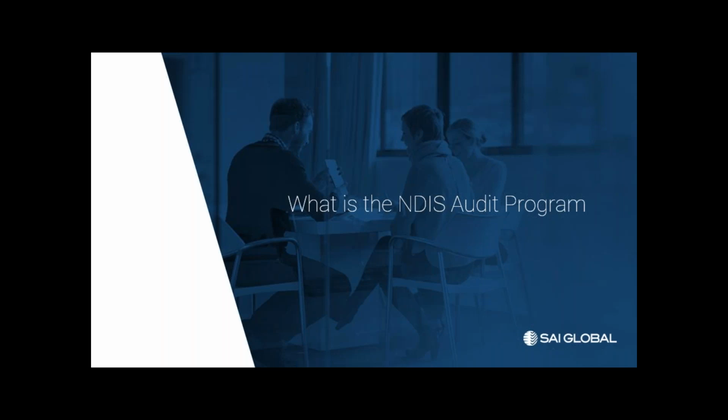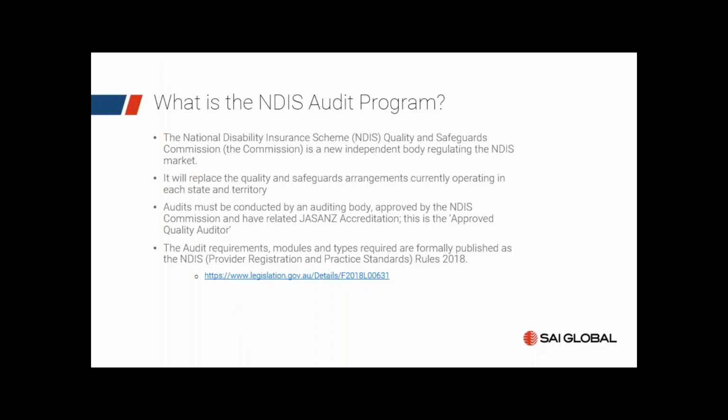Thank you. So we'll start with what the NDIS Audit Program is actually about. On the 1st of July 2018, so this year, the NDIS Commission took over from previous regulatory bodies in South Australia and New South Wales, and they are now the new independent body regulating the NDIS market in Australia. So the NDIS Commission ultimately will replace all the quality and safeguards arrangements that are currently operating in the different states and territories. So at the moment, different states have different requirements. So by 2020, everyone will have to follow the same set of rules.